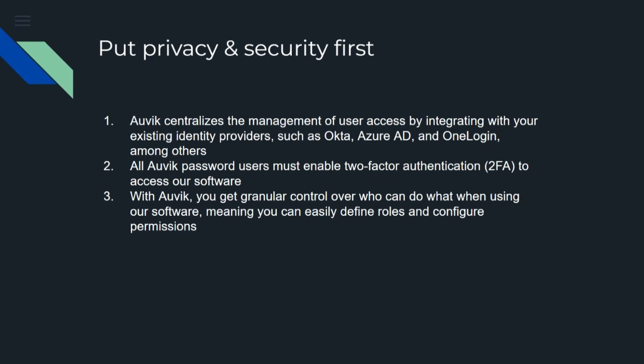So the last is put privacy and security first. Always centralize the management of user access by integrating with your existing identity providers such as Okta, Azure AD, and OneLogin, among others. All users must enable two-factor authentication (2FA) to access our software. With Awake, you get granular control over who can do what when using our software, meaning you can easily define roles and configure the permissions.